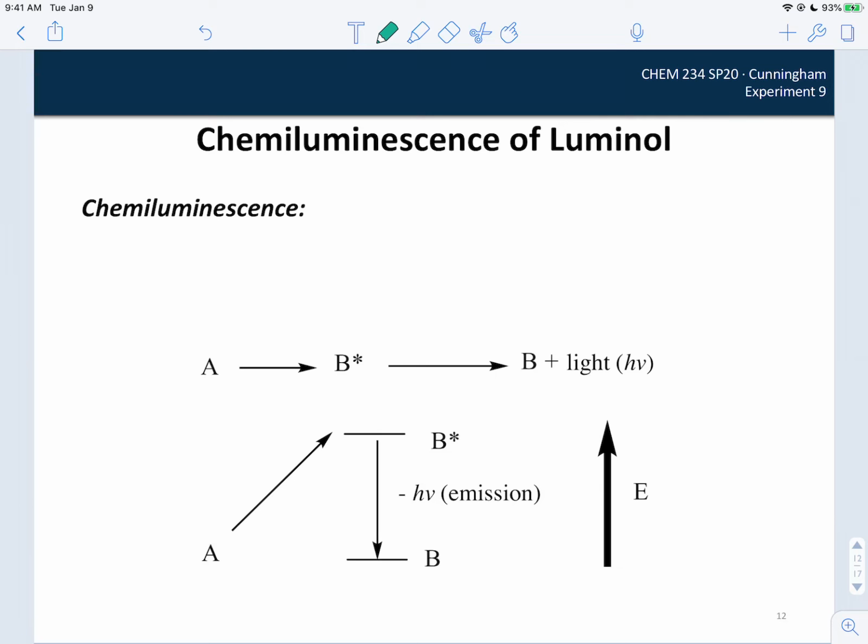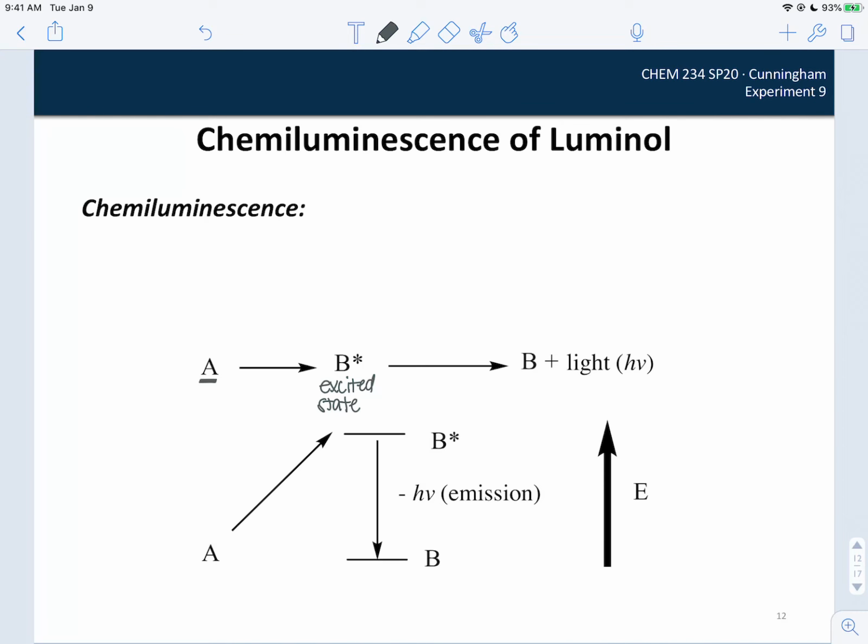So we consider chemiluminescence to be a process in which a molecule undergoes a chemical reaction that generates a product in an excited state. That excited state will then emit light when it returns to the ground state. Here is our starting material, undergoing some chemical reaction, represented by our arrow, and it's being converted into an excited state molecule.